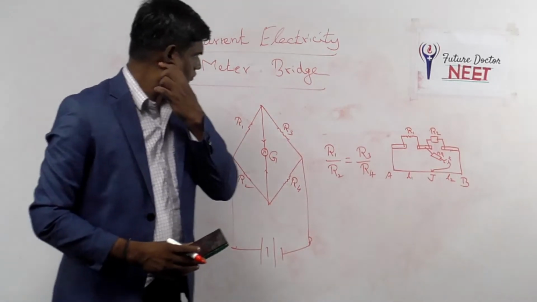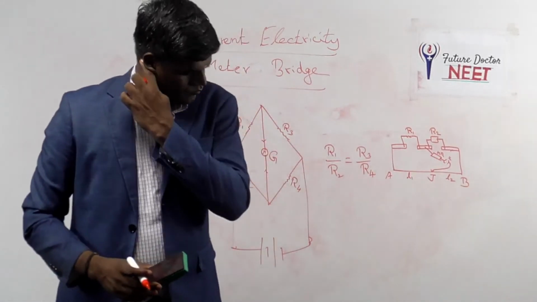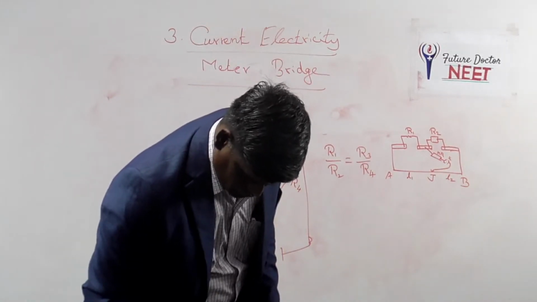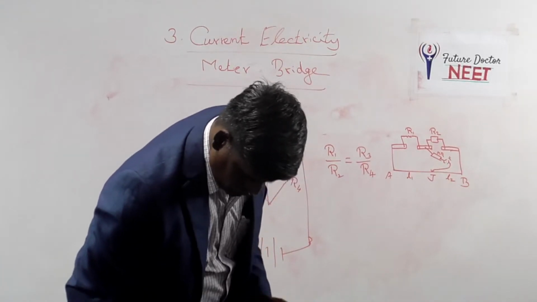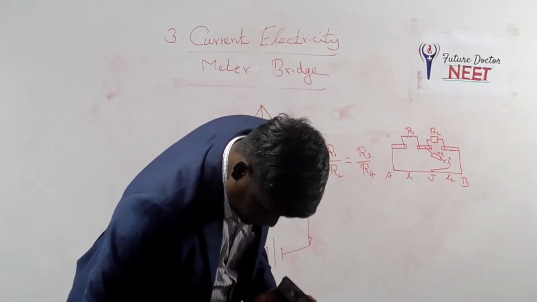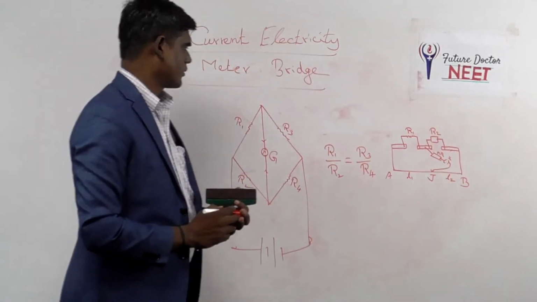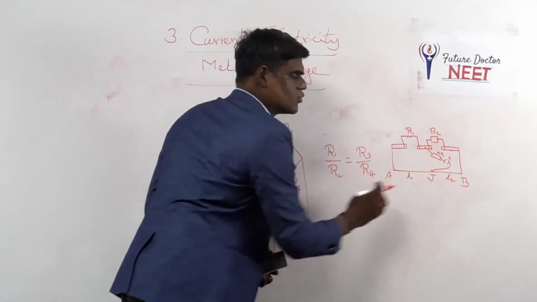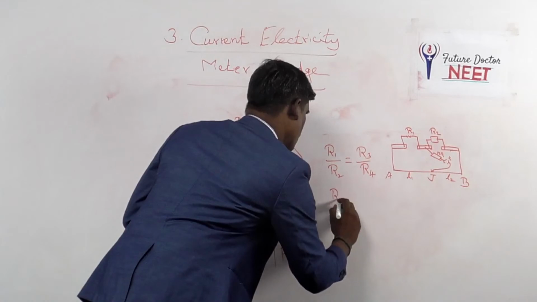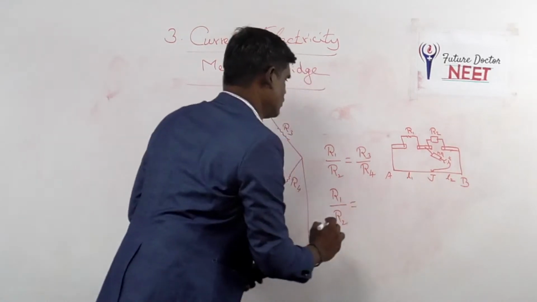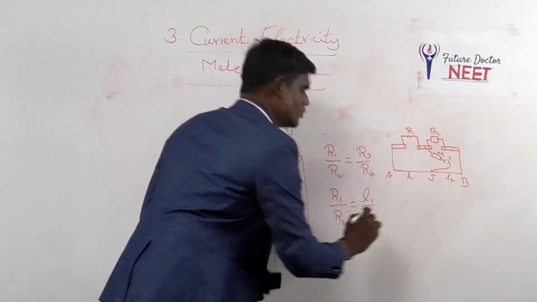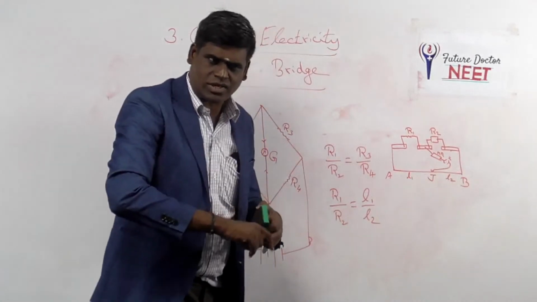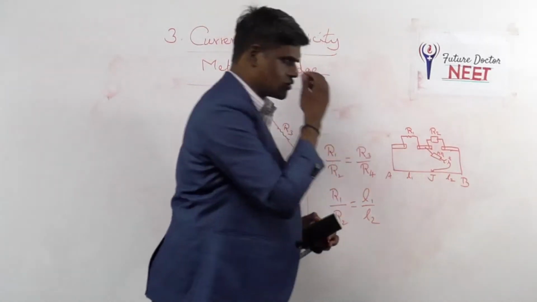Okay. Then R3 and R4 are replaced by this 1 meter wire. Then R1 by R2 equals L1 by L2. Actually, how is that? There will be a 1 meter wire which is stretched on a wooden board and these connection dots should be given.